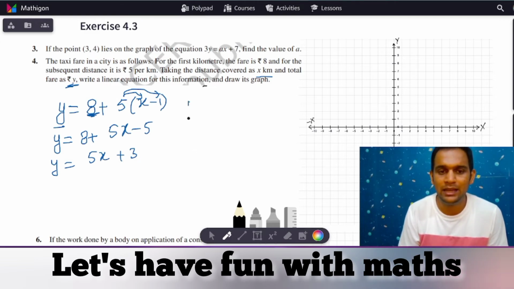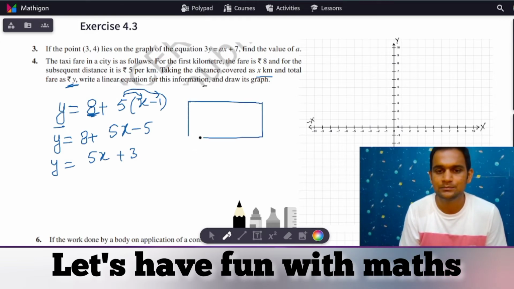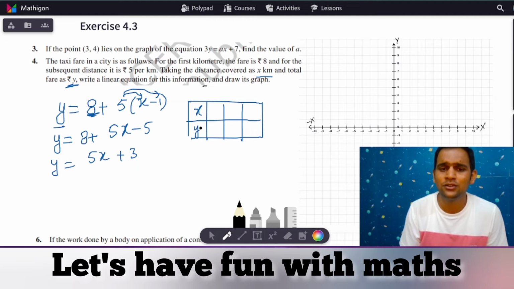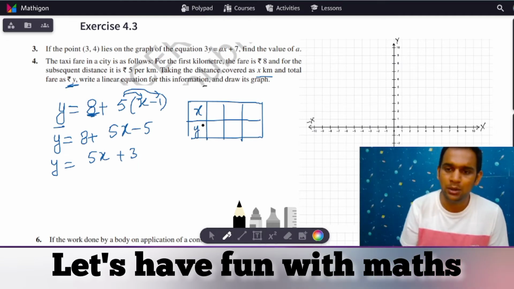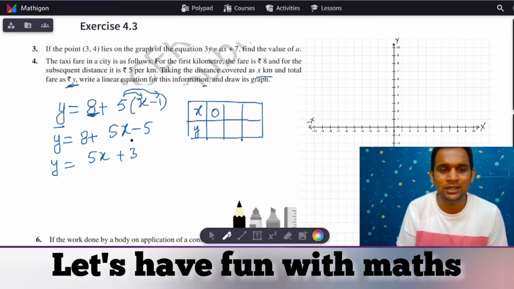Yes, now we will make the table, with x and y columns. We will try to plot 3 points. As I told you, 2 points are enough, but the third point we mark as verification. Okay, so x and y we have. If I take the value of x as 0, then y equals 3. So how are we calculating?